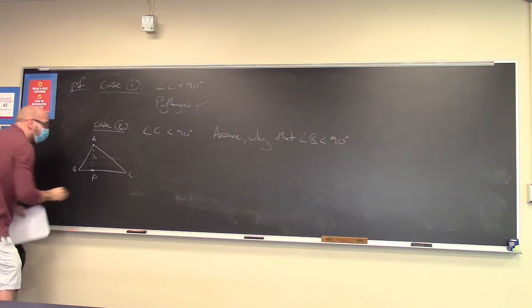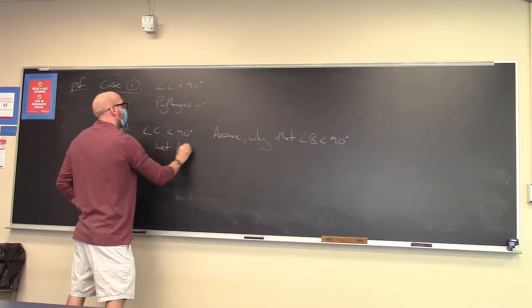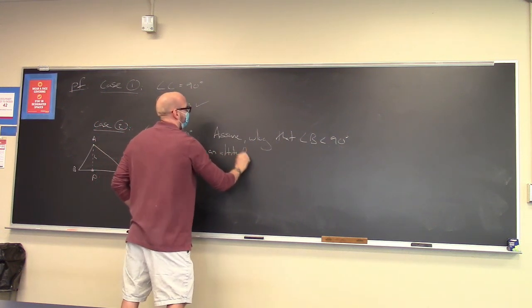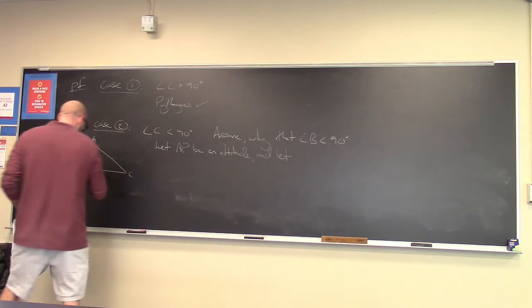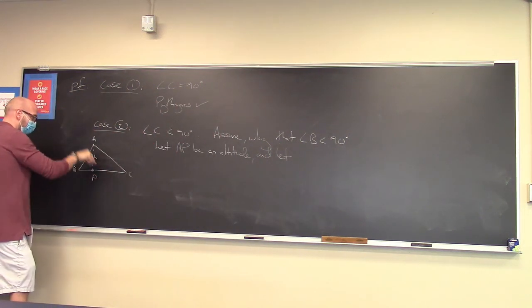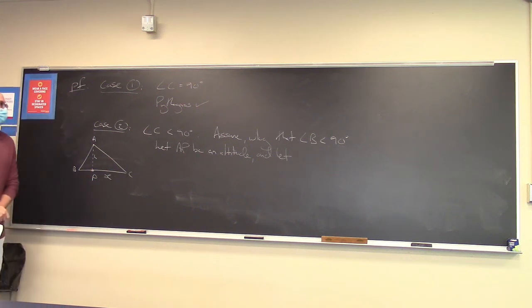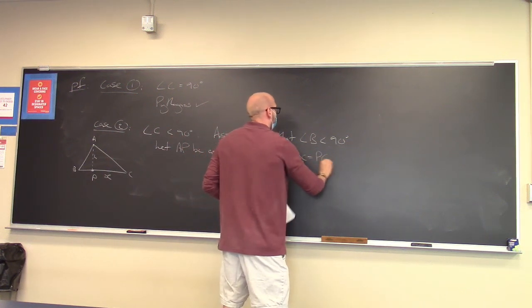The foot of this altitude here, we'll call it P. So we'll say that AP is an altitude. And let the length of this side BC be a, but PC, we'll just call it x. So let x be the length of PC.